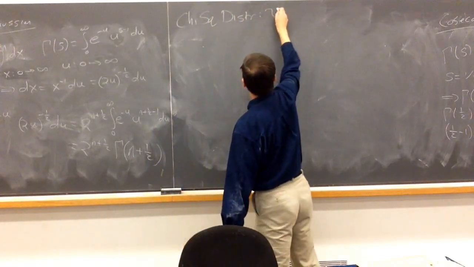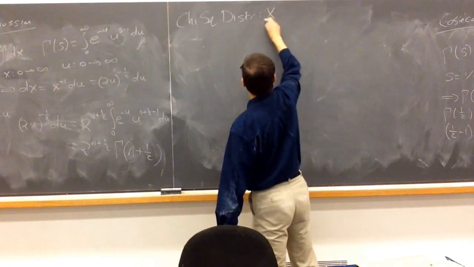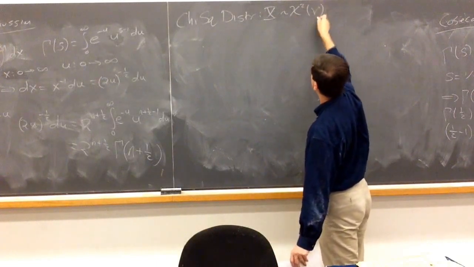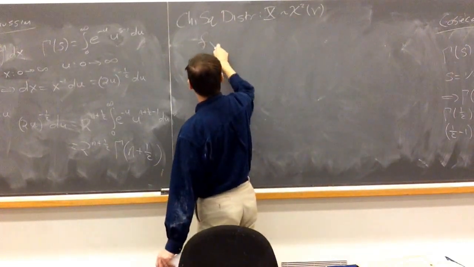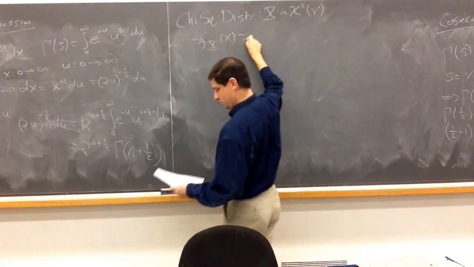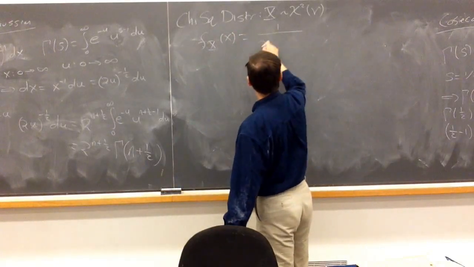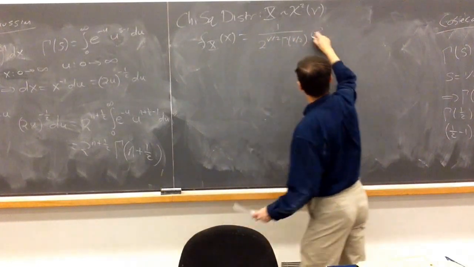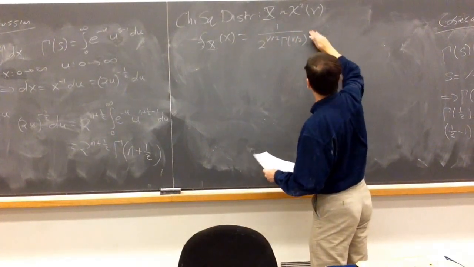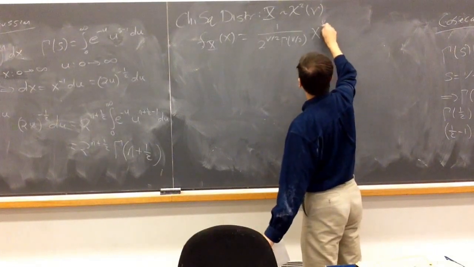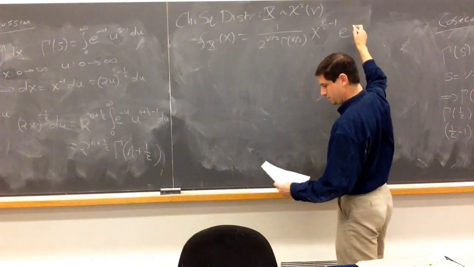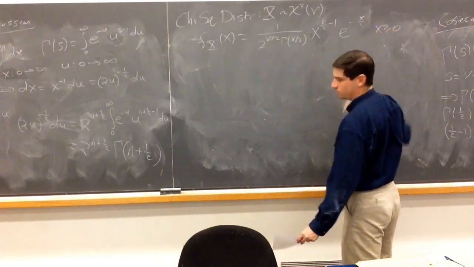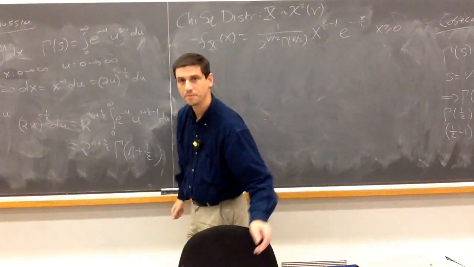And so we'll say x is a chi-squared random variable, that's a Greek chi, with nu degrees of freedom if the following is true. We want the density to be 1 over 2 to the nu halves gamma of nu halves, times x to the nu halves minus 1 e to the negative x halves, if x is greater than 0 and 0 otherwise.